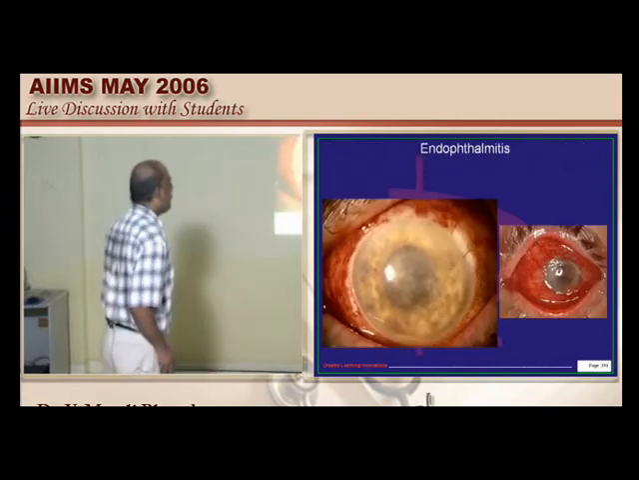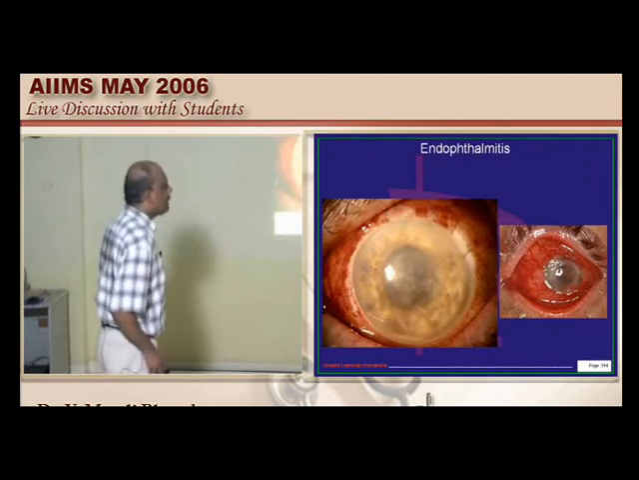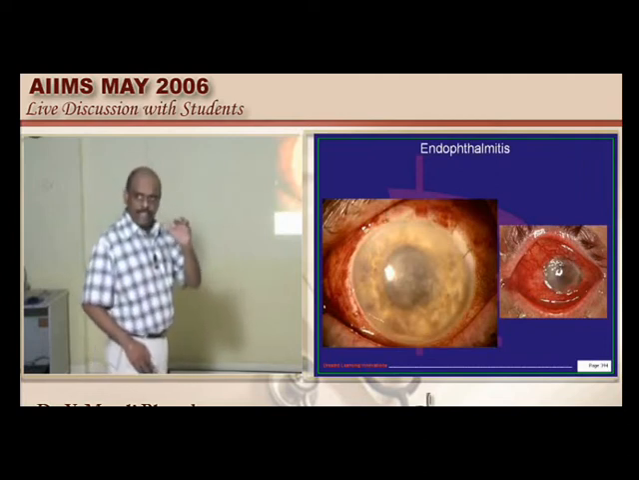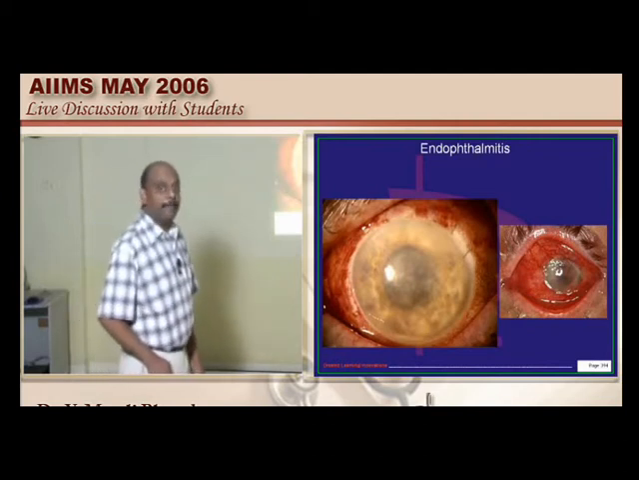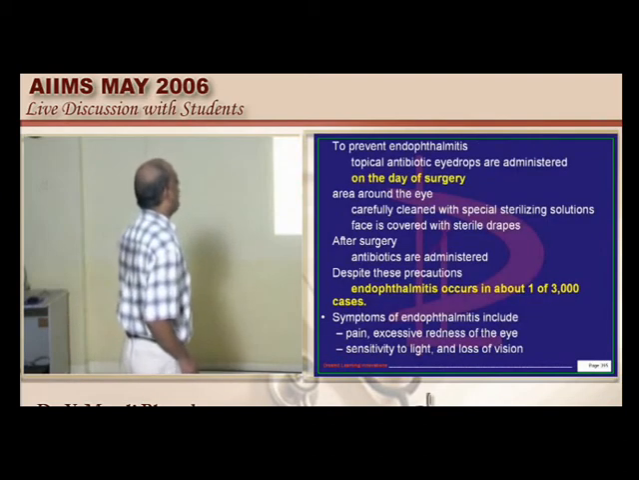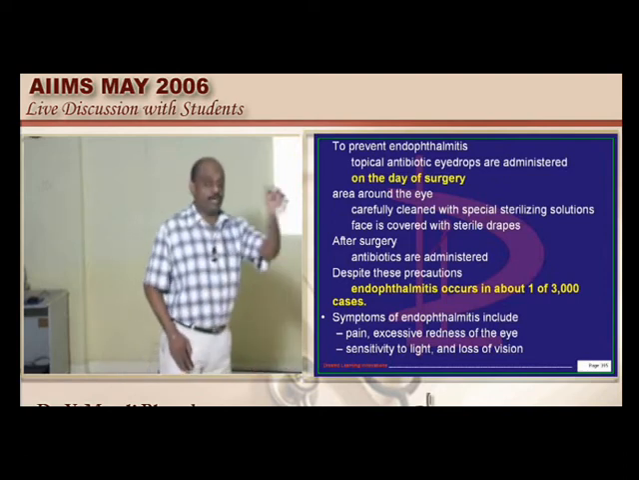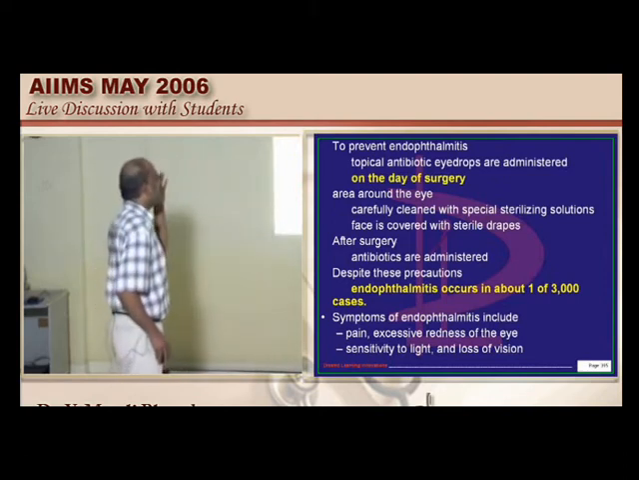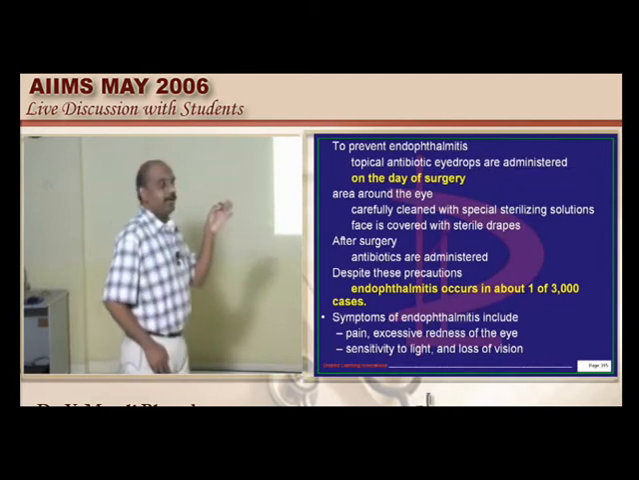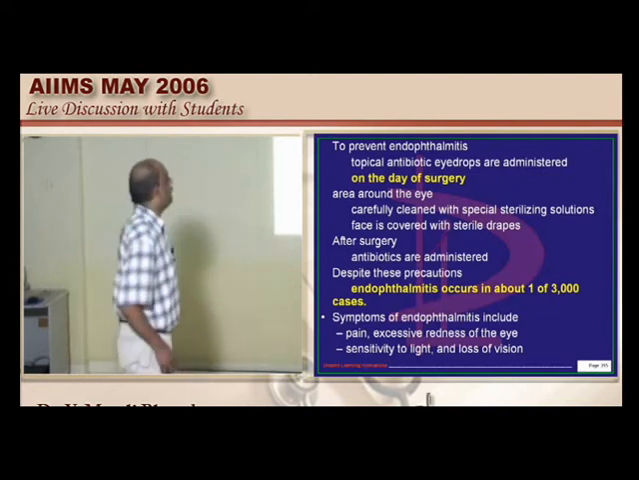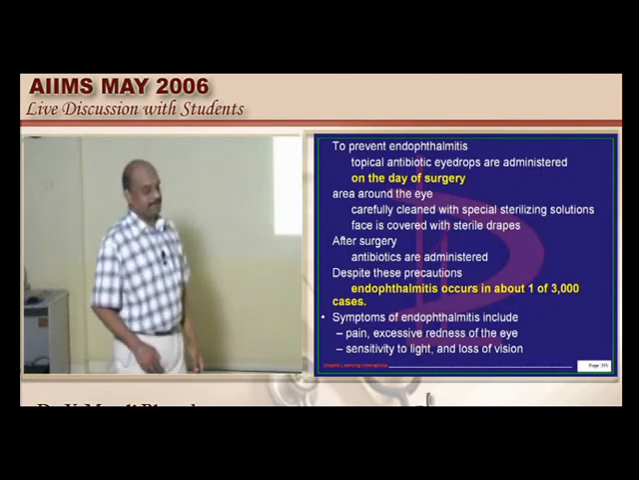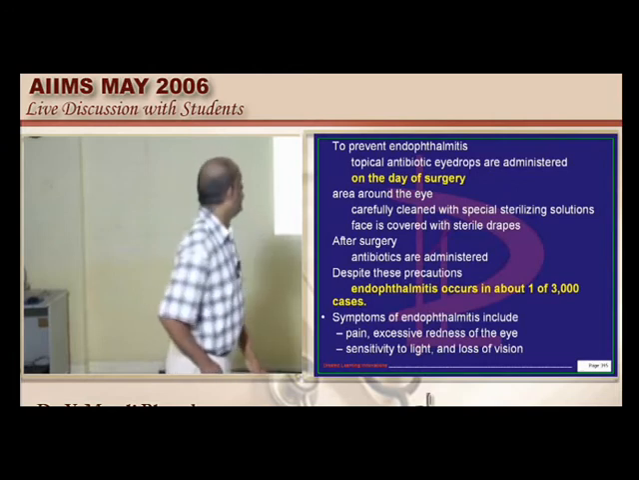So, this is a typical appearance of endophthalmitis, with a lot of vasculature developing due to the inflammation which can develop as a post-cataract complication, is what needs to be understood. Topical antibiotic eye drops on the day of the surgery are considered to be a very important precaution you have to take to prevent the development of endophthalmitis. Let's go to the next question.